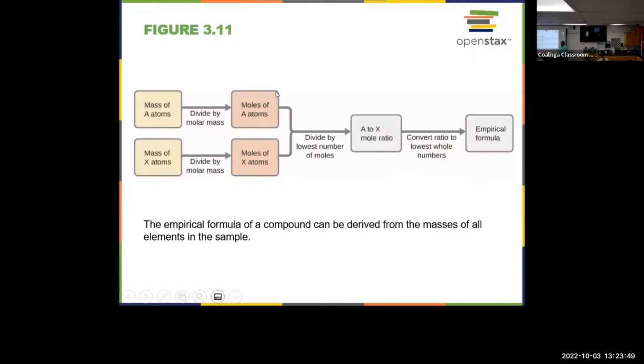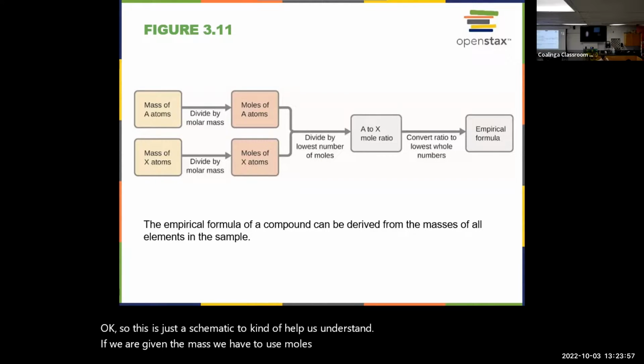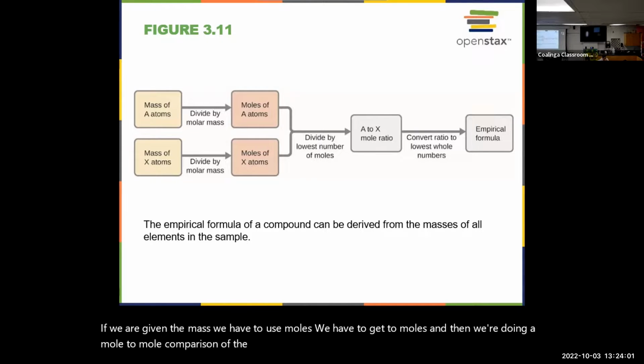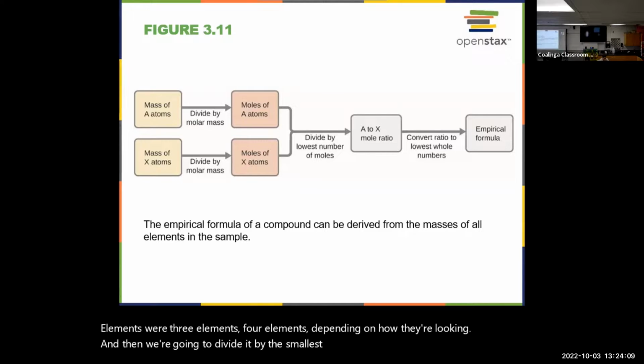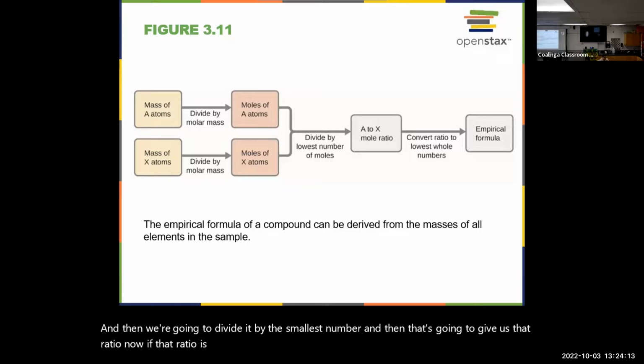Okay, so this is just a schematic to help us understand. If we're given the mass, we have to get to moles. And then we're doing a mole-to-mole comparison of the 2 elements, or 3 elements, or 4 elements, depending on how many elements are in the compound we're looking at. Then we divide by the smallest number, and that gives us the ratio. If that ratio is whole numbers, we're good to go. If it's not whole numbers, then we have to multiply to make them whole numbers.